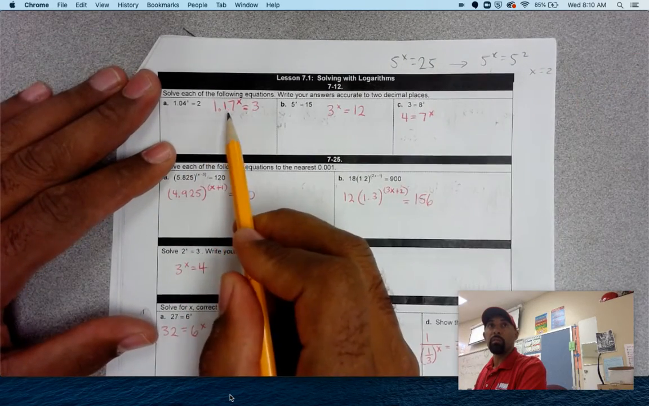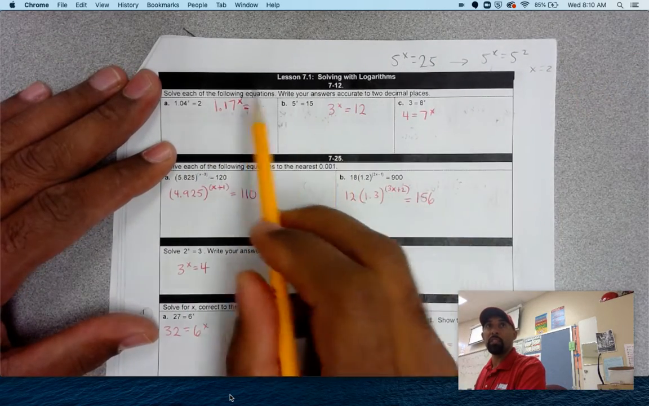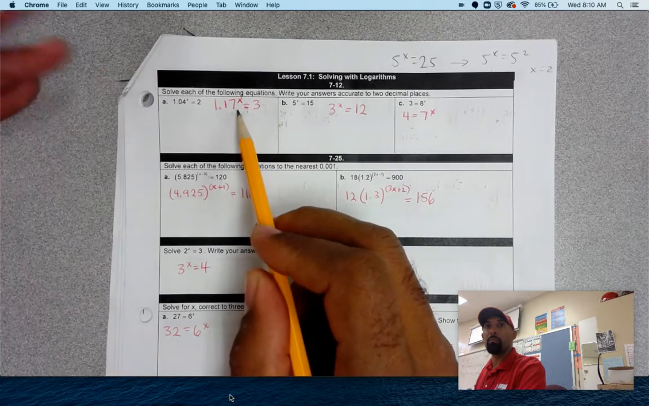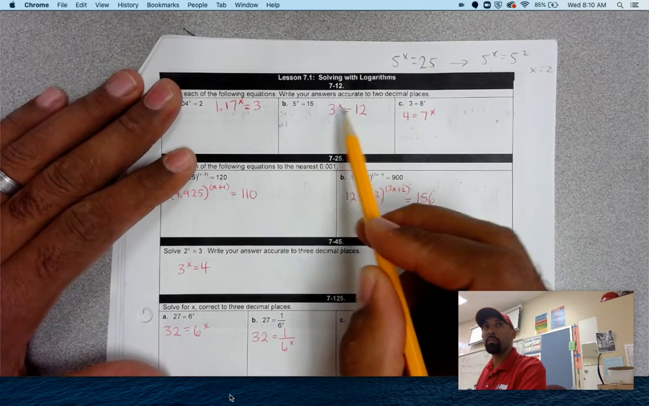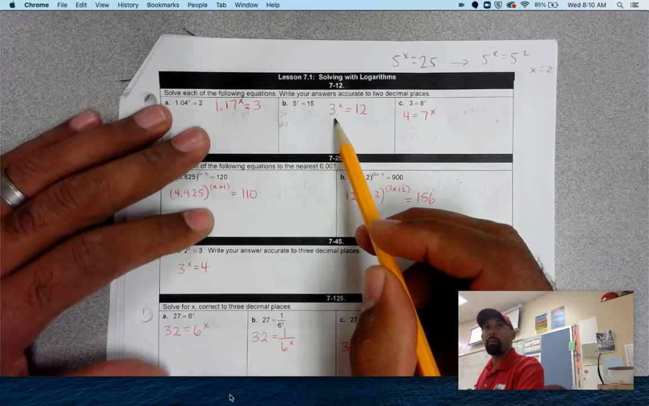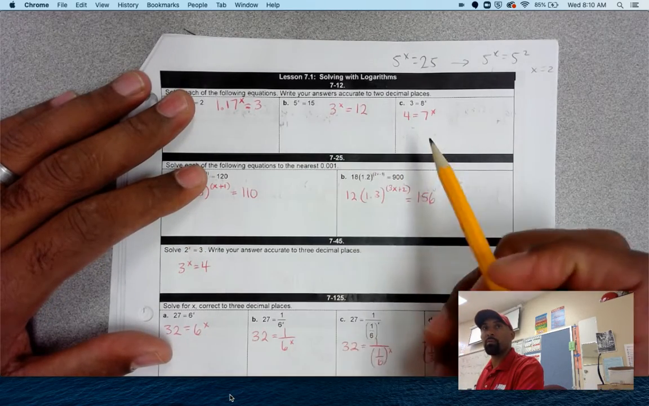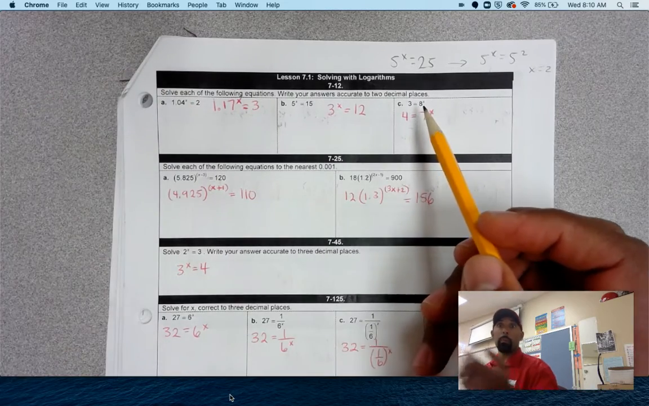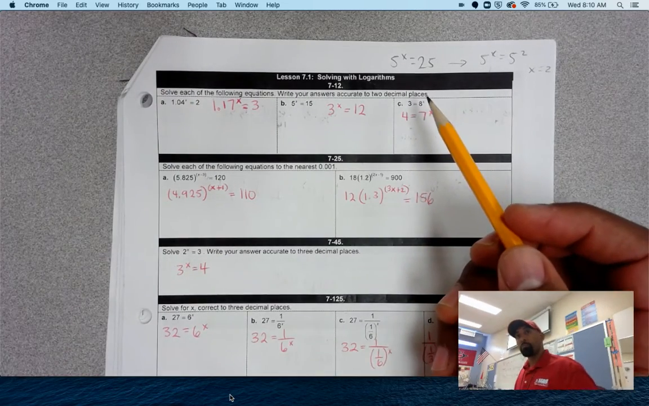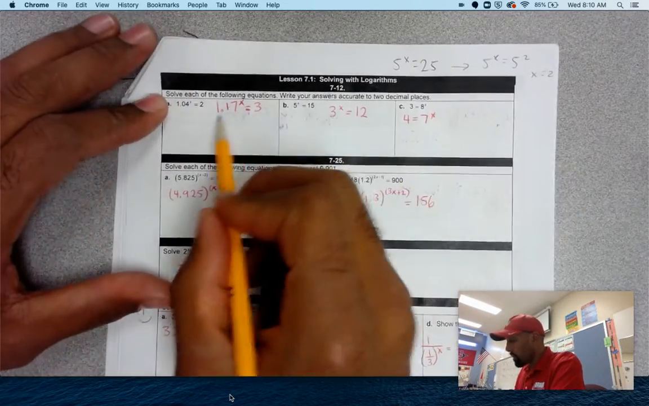But if you notice, with these problems, I can't change this 3 to be the base of 1.17, or I can't change this 12 to be a base of 3, because there is no power of 3 that equals 12, or at least no whole number power, right? Okay, so what we're going to do is use log to solve these.